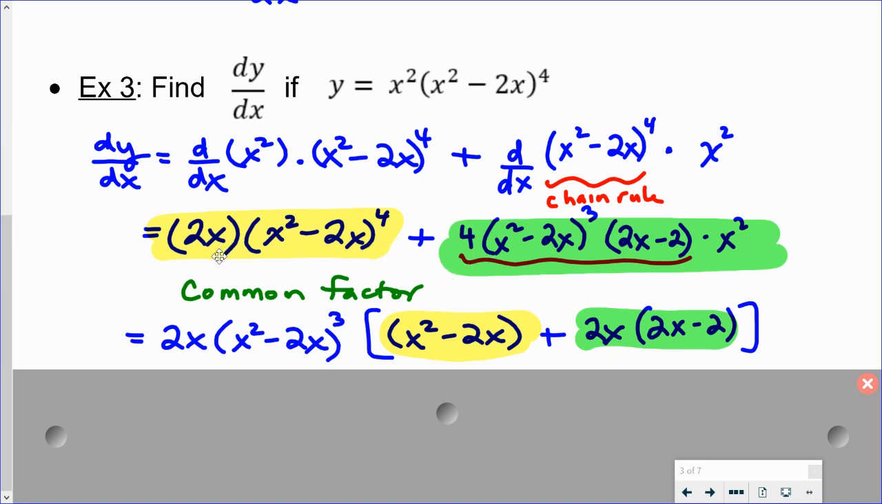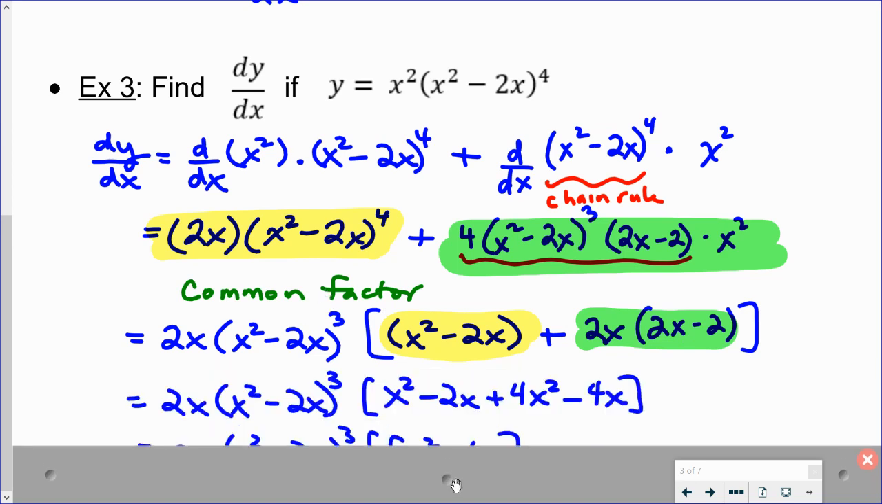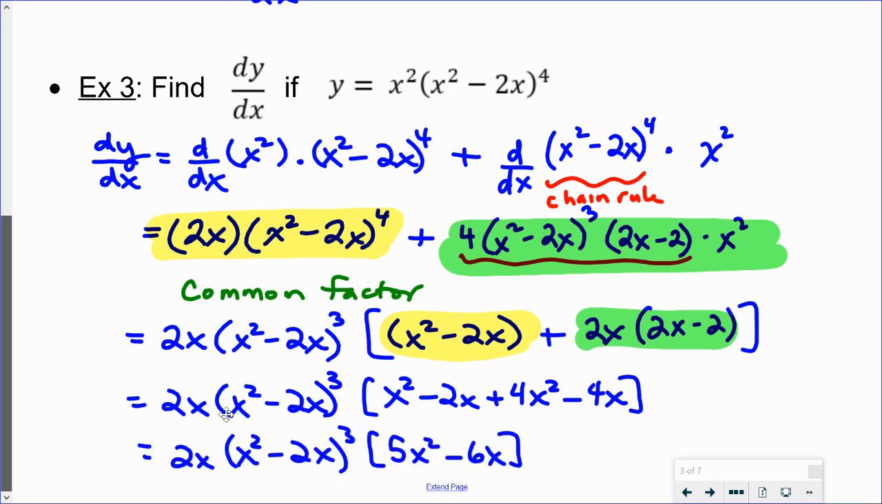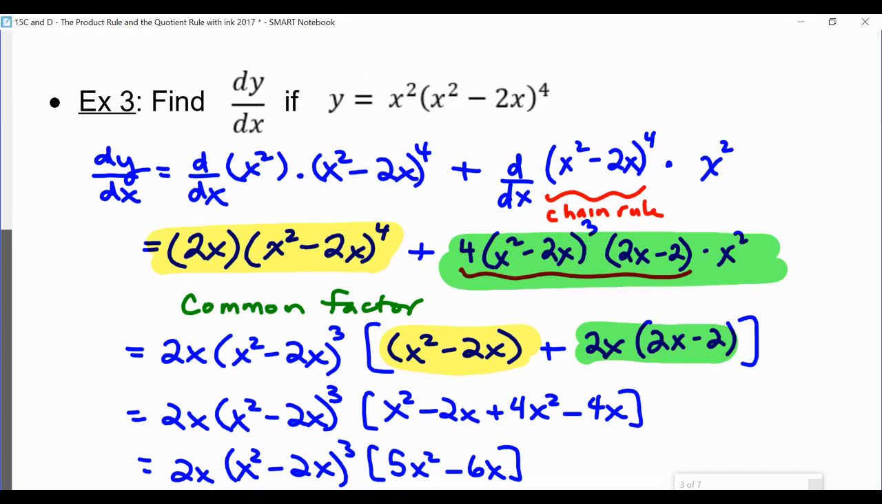I'm going to common factor out a 2x and an x squared minus 2x all cubed from both terms. If I divide this yellow term by this amount, I'm left with just one x squared minus 2x. And if I divide this green term by this amount to common factor it, I'm left with 2x times 2x minus 2. And I can simplify that. I can expand and drop the brackets, and then I can collect my like terms. That's it for the product rule.